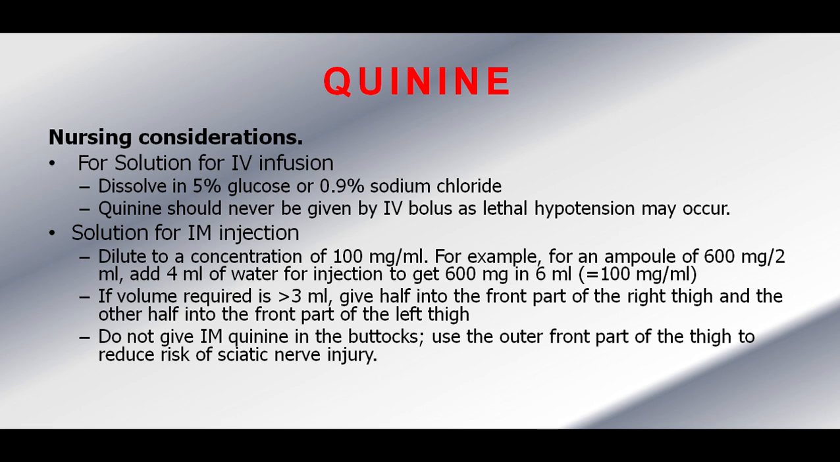Then if the volume required is more than 3 ml, give half in the front part of the right thigh and then the other half in the front part of the left thigh. Do not give quinine IM in the buttocks. Use the outer front part of the thigh to reduce the risk of sciatic nerve injury. When you give quinine in the buttocks, there is a big risk of sciatic nerve injury. So we recommend that you give it on the front part of the thigh, where we don't have any major nerve passing in that region.